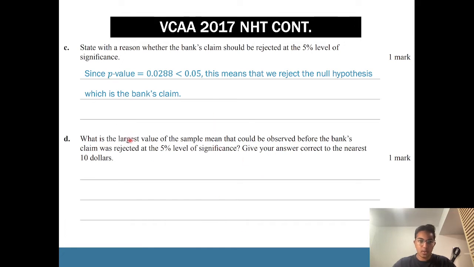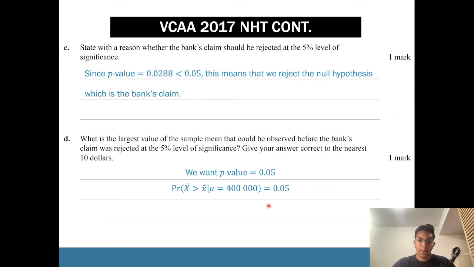Okay, so they want the largest value of the sample mean that could be observed before the bank's claim was rejected at a 5% significance level. So they want the answer to the nearest $10. So we want a p-value of 0.05, right? That's all it's really asking here.